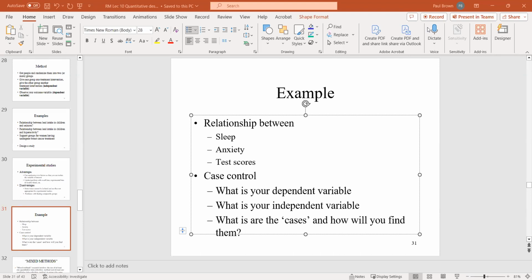Okay, you ready? So what are your dependent and independent variables? Sleep is the independent, so factor one is sleep, leading to factor two, which is academic performance. Okay, academic performance.